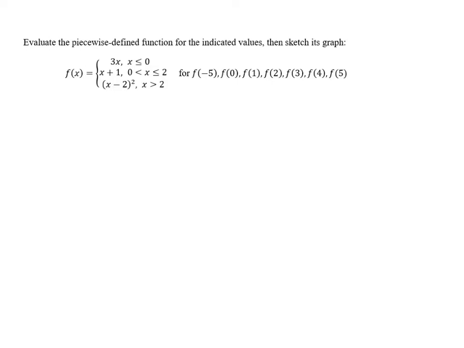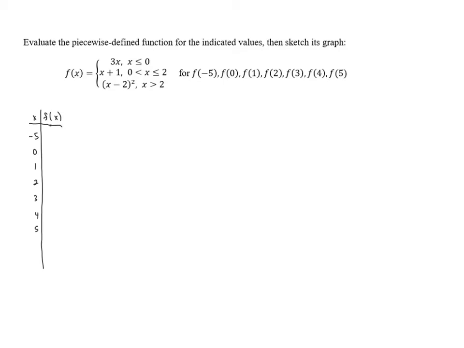Evaluate the piecewise-defined function for the indicated values, then sketch its graph. f(x) equals 3x for x less than or equal to 0, x plus 1 for x greater than 0 and less than or equal to 2, and (x minus 2) squared for x greater than 2. Let's make a table of values, and let's look at each of these separate parts of the domain on its own. So the values we're asked to deal with are -5, 0, 1, 2, 3, 4, and 5.